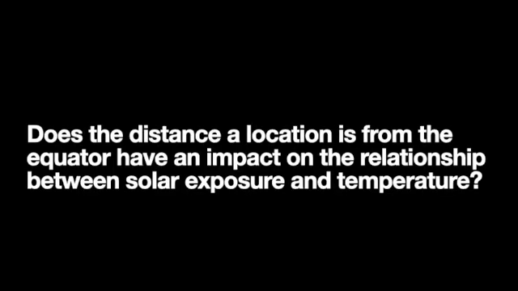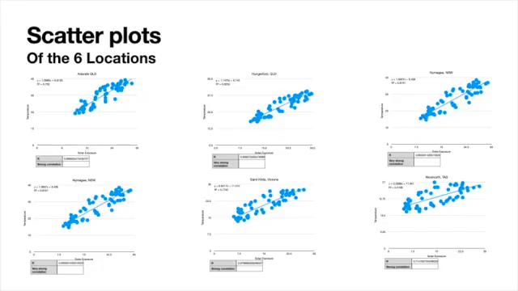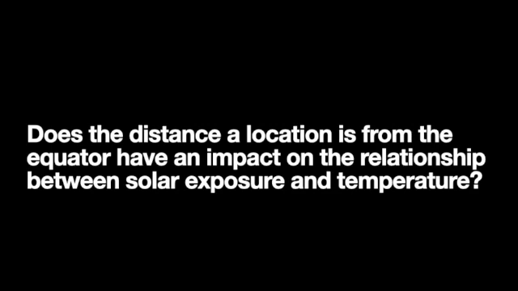So ultimately, the question of whether or not distance from the equator has an impact on the relationship between solar exposure and temperature can be answered as no. Although having an impact on the variables independently, distance from the equator has no impact on the relationship.